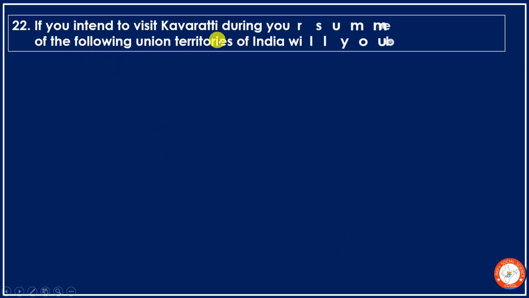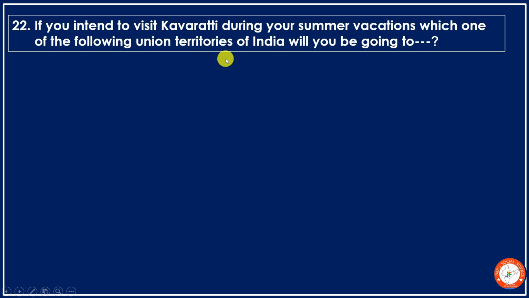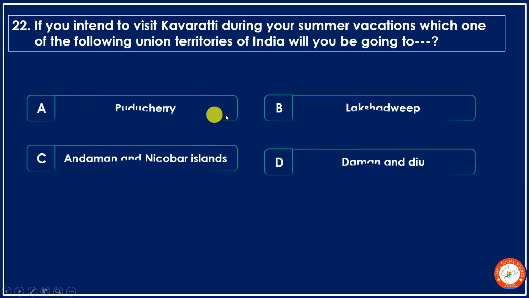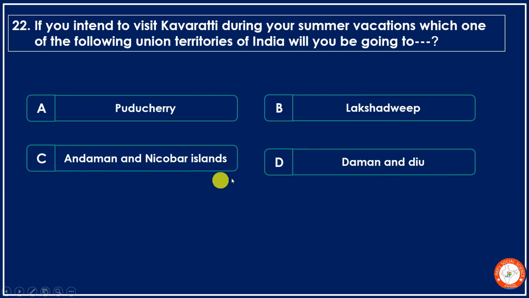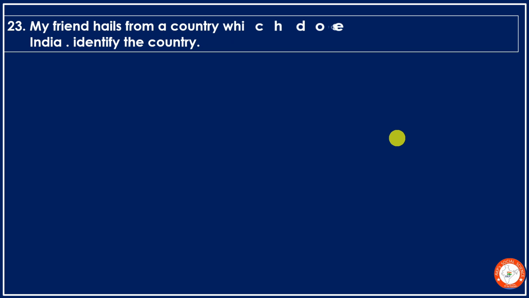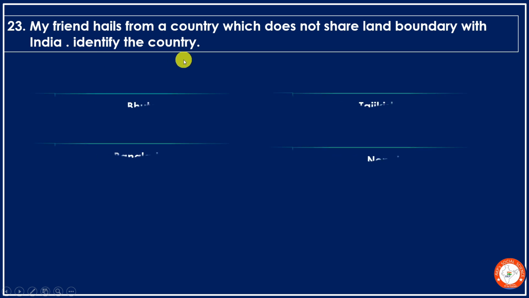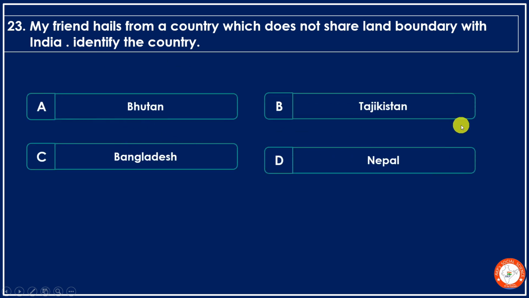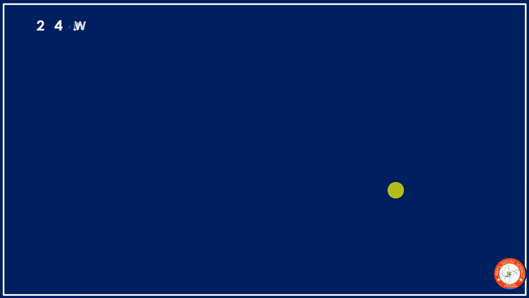If you intend to visit Kavaratti during your summer vacations, which one of the following union territories of India will you be going to? Puducherry, Lakshadweep, Andaman and Nicobar Islands, Daman and Diu. The correct answer is Lakshadweep. My friend hails from a country which does not share a land boundary with India. Identify the country. Bhutan, Tajikistan, Bangladesh, Nepal. The correct answer is Tajikistan.